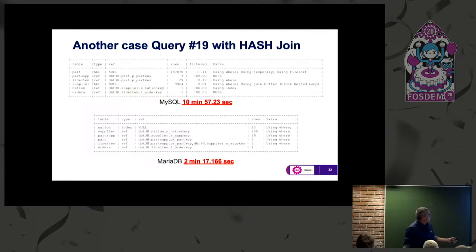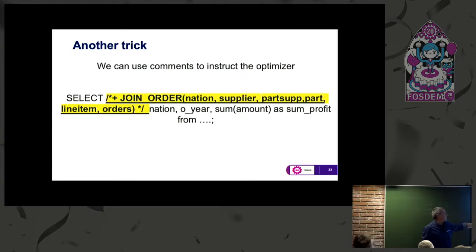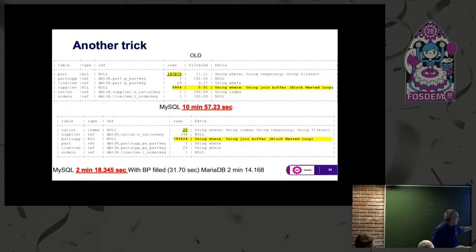No, the point was the order. It was doing the nested loop exactly because it was not doing what it should do in the end. In fact, if you change the join order and set exactly the same join order, it's still reported as block nested loop, but if you look at the plan with the tree format, you see the hash join. The difference is that the other plan brings you to 2 minutes and 18 seconds, exactly the same as MariaDB was doing. So it was a plan issue.